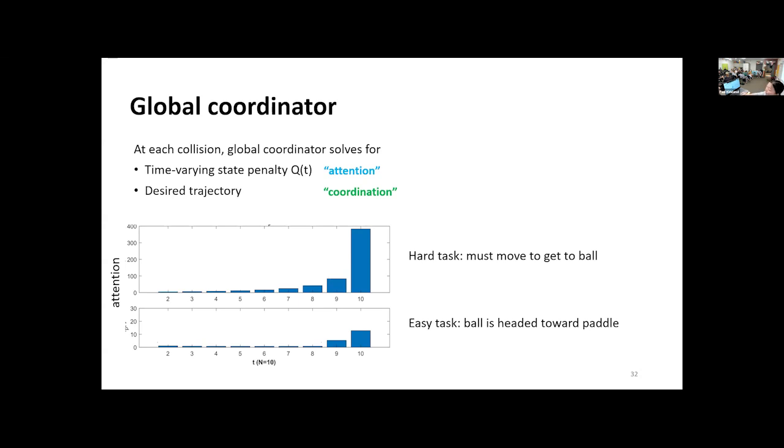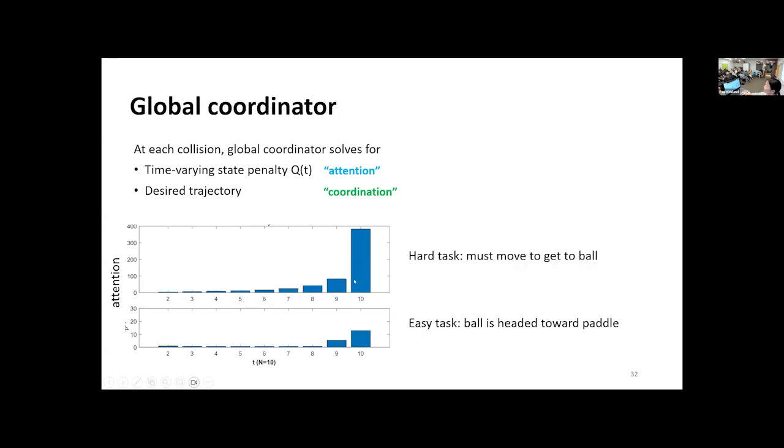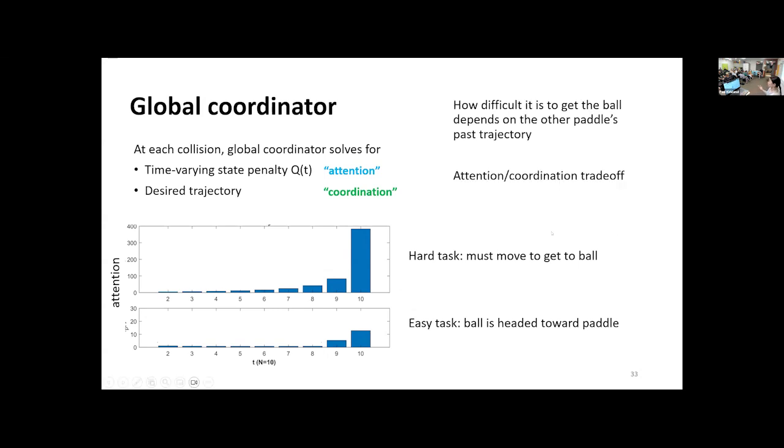But who computes that Q? That guy, the global coordinator, the upper layer thing. We don't put them all together in one lump because then the optimization will be super ugly. So for the hard task, you pay more attention, and for the easy task, you pay a little less attention. Your attention value depends on what your other hand did. How difficult it is to get to the ball depends on the other paddle's trajectory.